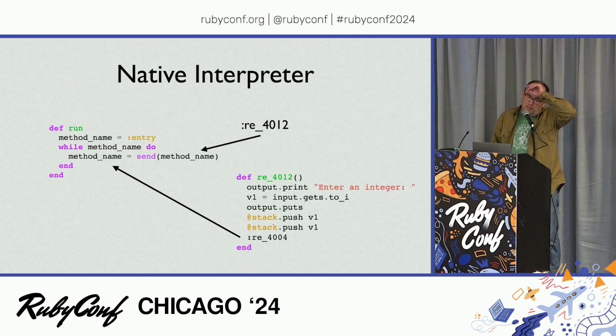So some people might be wondering, why didn't you just call RE4004 in this method instead of returning it? And it's because we don't have an infinite stack in Ruby. But that would have been way faster if that would have worked. And probably would have worked for a small number of Piet programs.